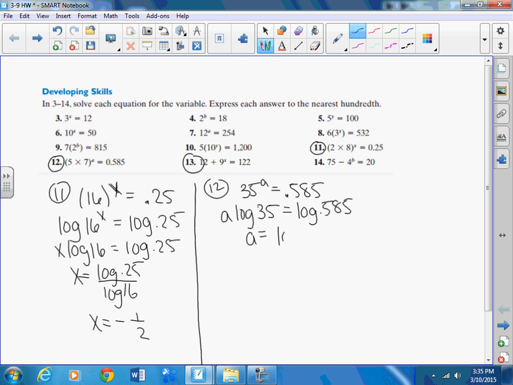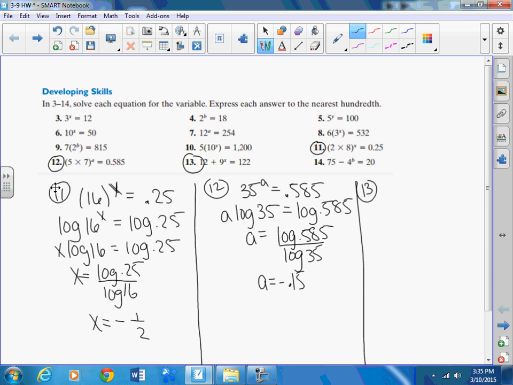So a is going to be equal to the log of 0.585 divided by the log of 35, which is log 0.585 divided by log 35. Math, enter, enter. That's weird. Nearest 100. Okay, I can do that. So this is going to be negative 0.15. There we go.